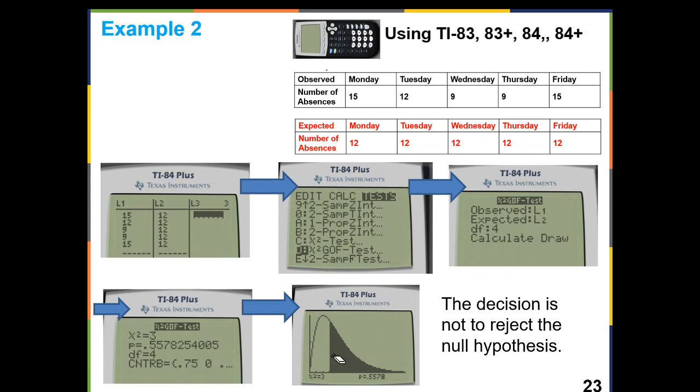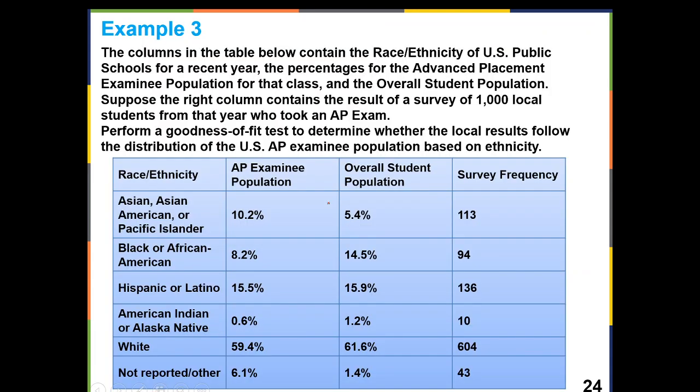That's calculate, that's graph. So we can do this with the calculator if you have that test. If you don't have that test on your calculator, just do what I just did previously, right? All right. Now here's another one. Again, we want to compare. I'm going to let you read this in the notes and do it yourself.